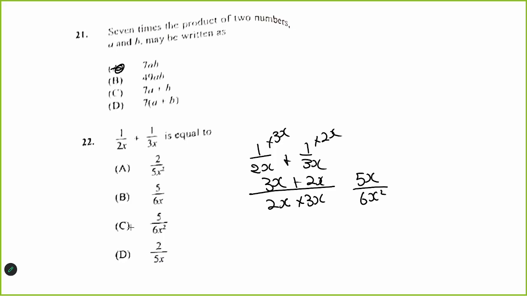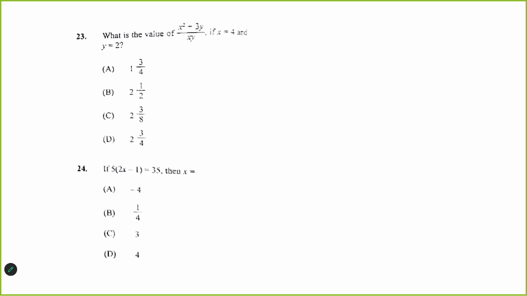So that would be 5 multiplied by x over 6 multiplied by x squared. This cancels out, this cancels out this 1, and this would be x. So that's how we have the answer 5 over 6x.